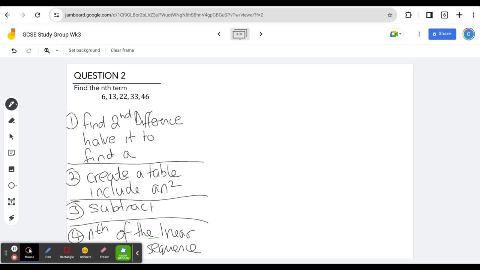Okay, and then I'm going to just write that out again. The answer is going to be of the form an squared plus bn plus c. Okay, let's go.